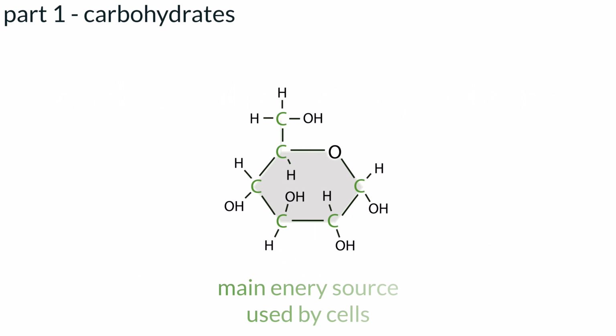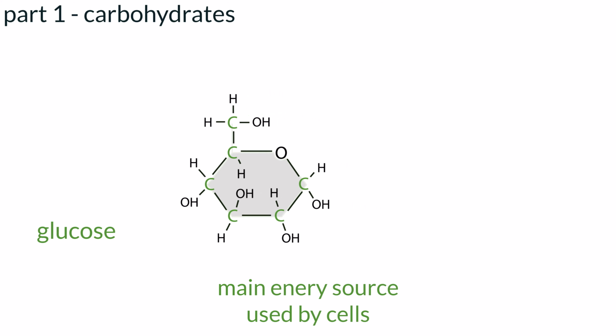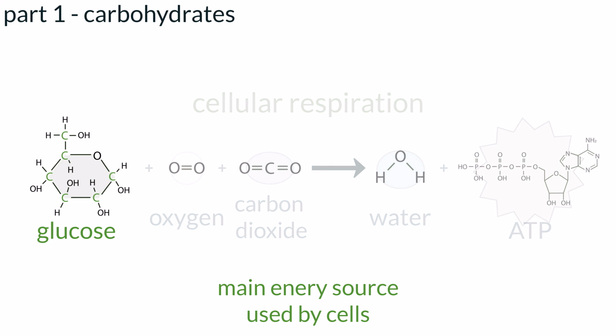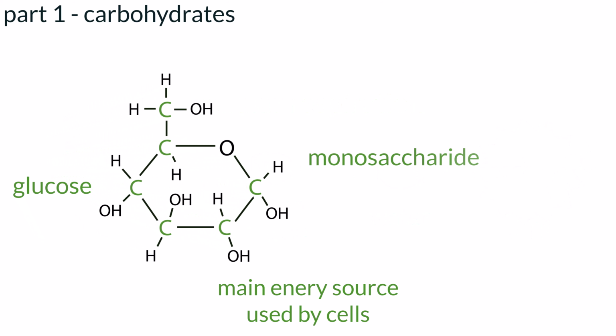Carbohydrates are the main energy source used by cells. For example, glucose is used to fuel the basic process of cellular respiration. Without glucose, our cells would not have the energy they need to function and keep us alive. Glucose is a monosaccharide, meaning it has a simple, single-ring structure.